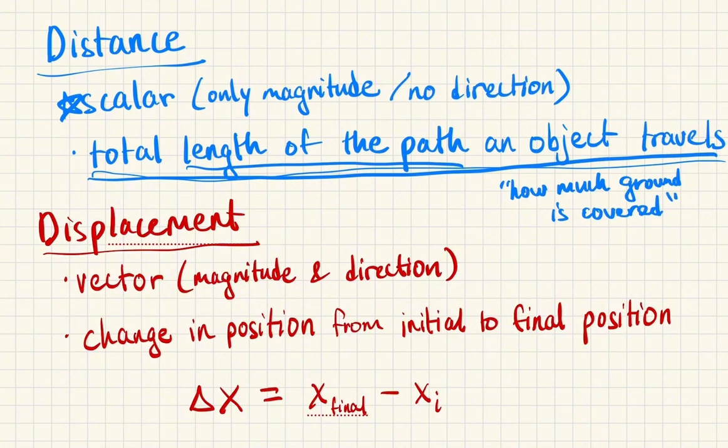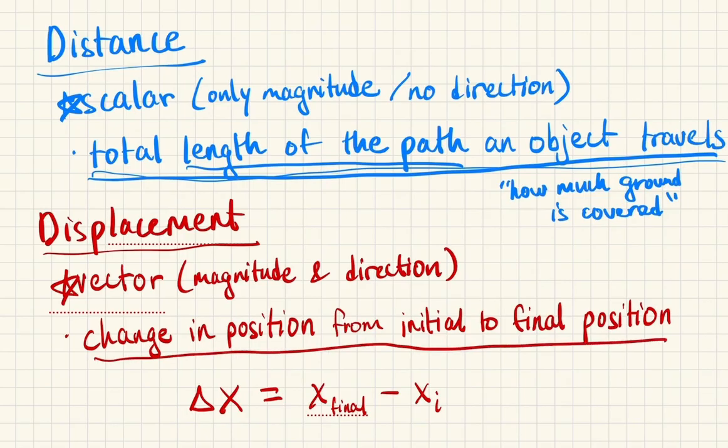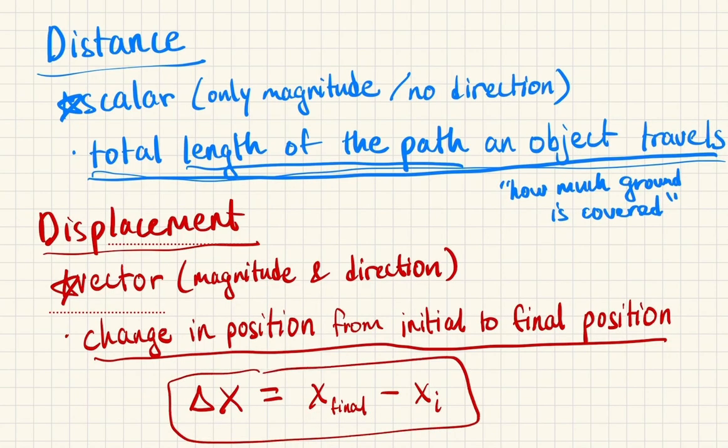Now for displacement, we're talking about a vector, so there's magnitude and direction. Direction is an important component. The definition of displacement is a change in position from the initial to the final position. We're no longer worried about the actual path traveled. We're only worried about what the final position is relative to the initial position. And we can describe that through this formula here.